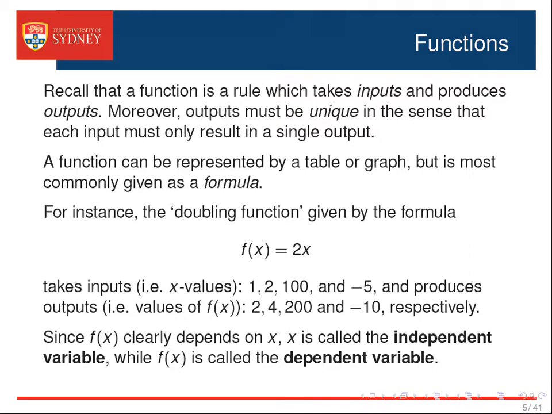Terminology-wise, since x values can be chosen freely and independently, and f of x clearly depends on our choice of x, the variable x is therefore called the independent variable, and the resulting f of x is called the dependent variable.